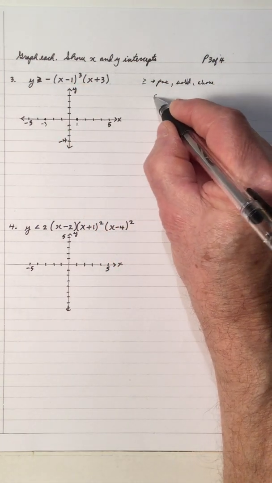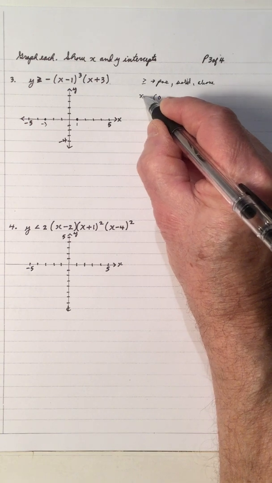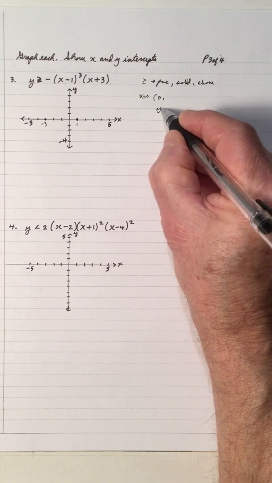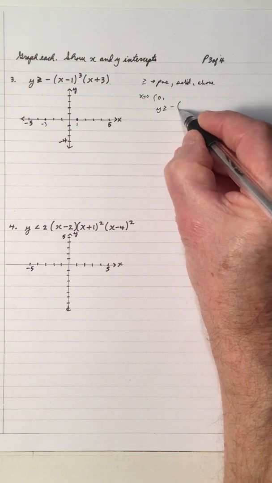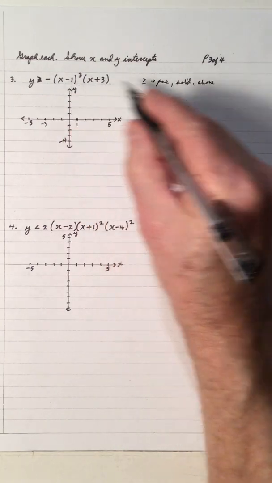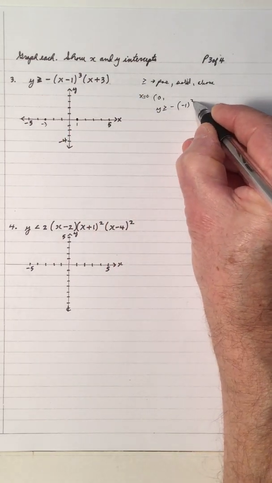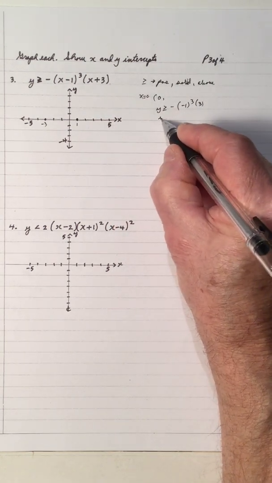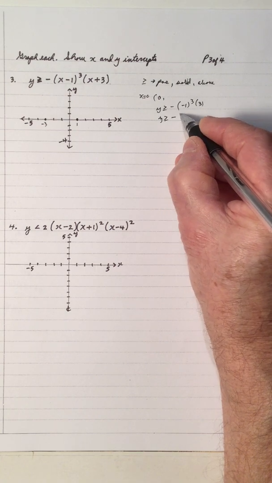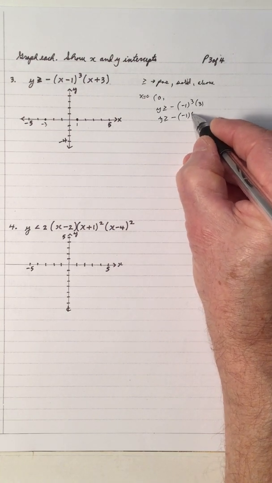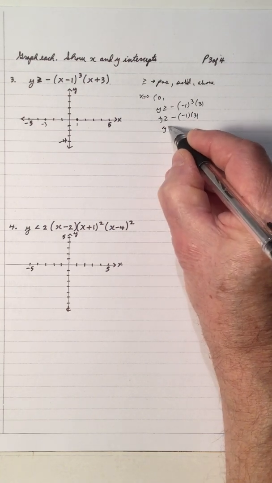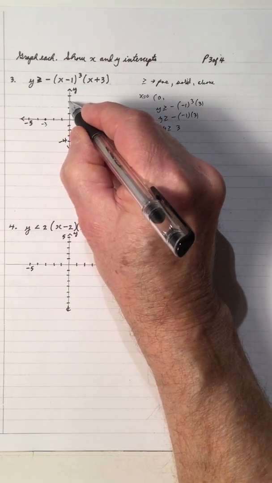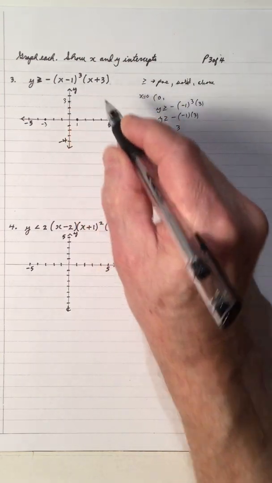So when I let x equal 0, y is greater than or equal to negative. Put a 0 in here, and I get negative 1 cubed. Put 0 here, and I get a 3. So y is greater than or equal to, that's negative 1. That's a 3. So y is greater than or equal to 3. So that means the y-intercept is 3 right there.